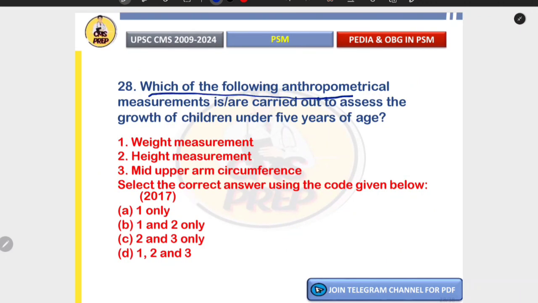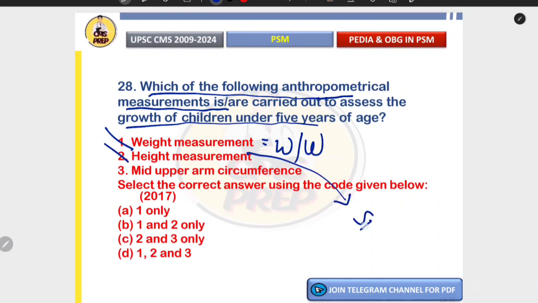Which of the following anthropometrical measurements are carried out to assess the growth of child under 5 years of age? Weight measurement, yes, it is done to assess wasting, or if the child is underweight. Height is measured to assess stunting, that can be a cause of chronic malnutrition. MUAC, yes, it is a screening tool which is used to assess wasting quickly and easily. So the correct option is 1, 2 and 3.